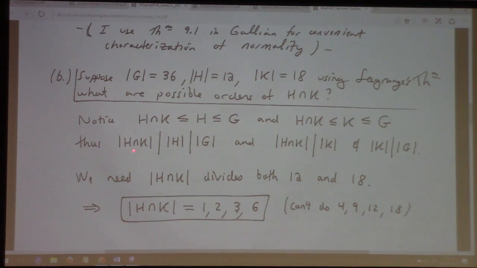The order of the intersection has to divide the order of H and the order of K, but the only thing that divides both 12 and 18 is either 1, 2, 3, or 6. You can't do 4, you can't do 9, because 4 gets 12 but not 18, 9 gets 18 but not 12, 12 gets 12 but not 18, 18 gets 18 but not 12. So then your common divisors, basically by enumeration of factors and such.